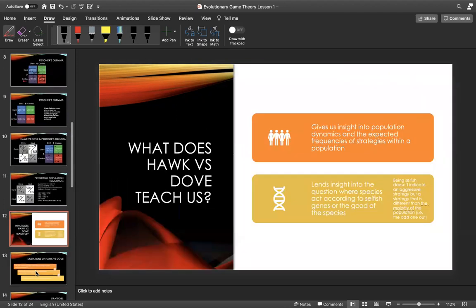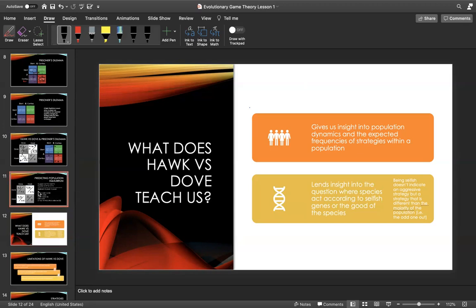And I kind of want to end the hawk versus dove simulation on one note. And that note is, what does it really teach us? Why did I cover this out of all the different simulations I could? One is it gives us insight into the population dynamics and the expected frequencies of strategies within a population. The other is it lends insight into the question whether species act according to the selfish genes or to the good of the species. Remember, we were talking about how aggressive seems to be correlated with selfishness.